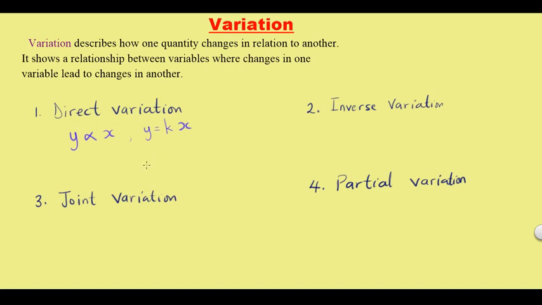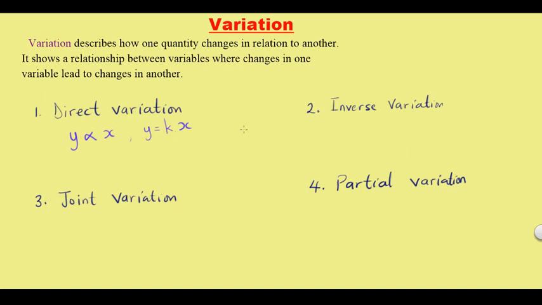A very good life example of this is the earnings and hours worked. If a company says we pay 5 naira per hour, that means the amount a worker will earn is proportional to the number of hours the worker works. If the worker works a very high number of hours, the amount the worker will earn will also increase. So that is direct variation.